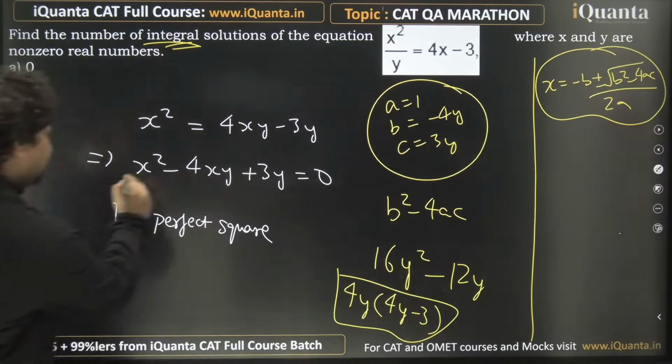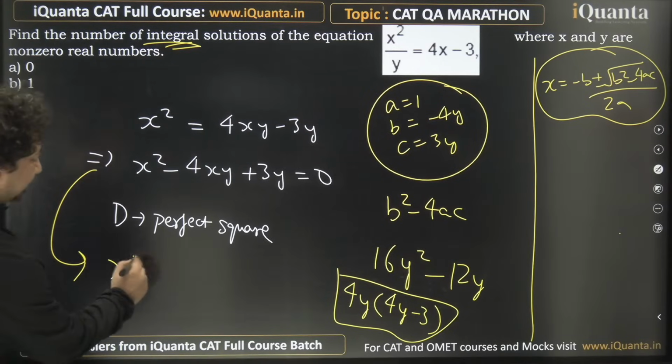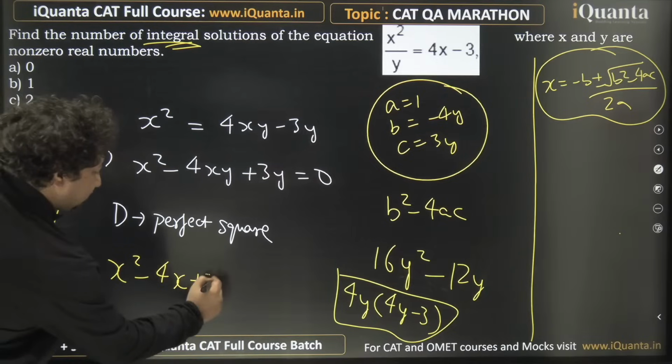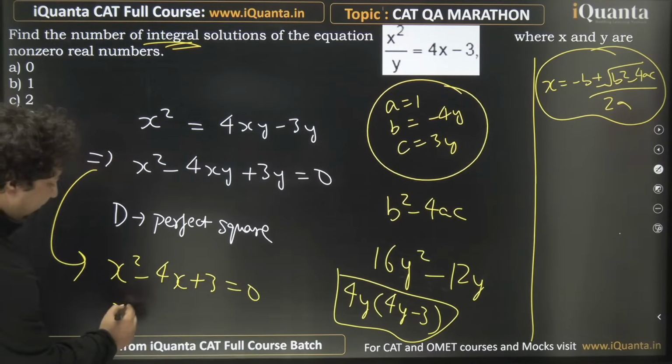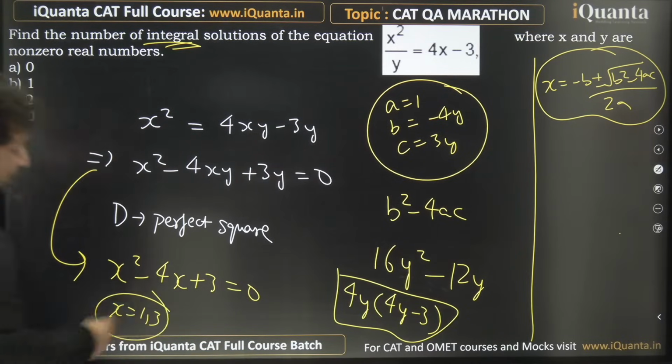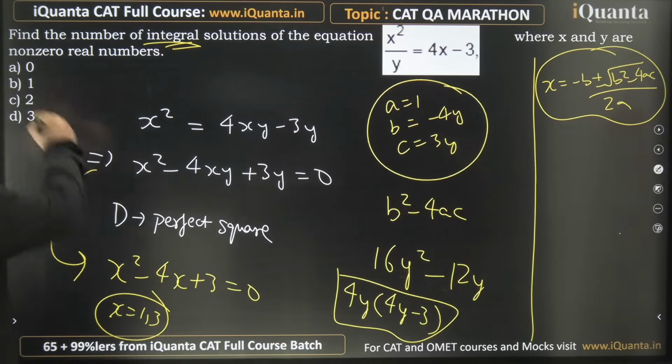So let us put y equal to 1 over here. I'll get x square minus 4x plus 3 equal to 0. So the value of x will be 1 or 3. So we have two solutions, (1, 1) and (3, 1). Answer is 2. Clear? Yes, Abhishek, it will always be a perfect square.